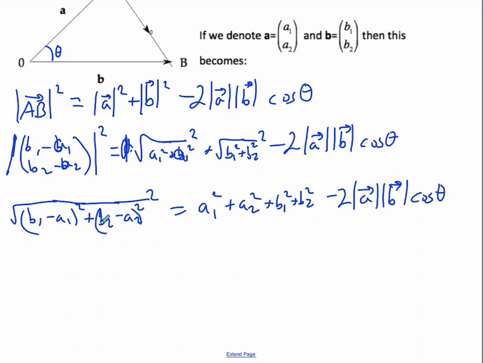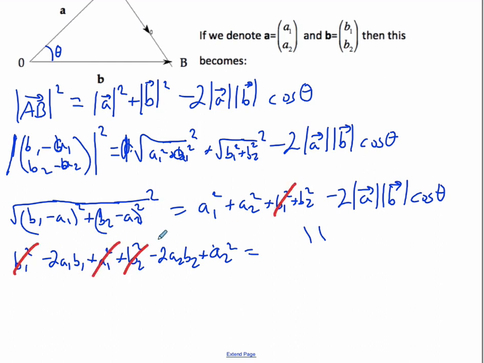Okay, so the square and the square root cancel here, and I'm going to expand these now. So you're going to have b1 squared minus 2a1 b1 plus a1 squared, and here you're going to have b2 squared minus 2a2 b2 plus a2 squared, and the same thing over here. Notice now that we've got b1 squared on both sides, and all these squared terms will cancel.